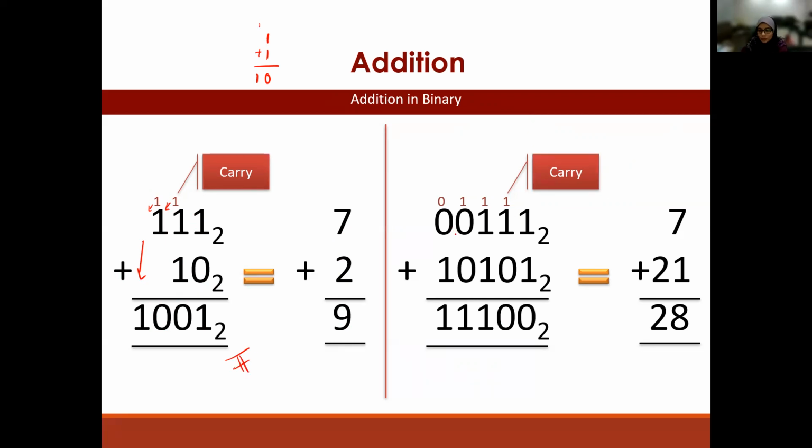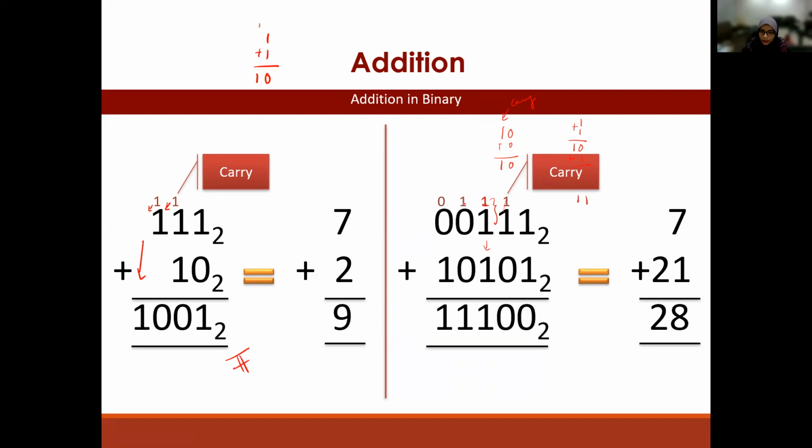What if you have 0, 0, 1, 1, 1 plus 1, 0, 1, 0, 1? So what we have here is 7 plus 21. 1 plus 1, we have 0 carry 1. Then 1 plus 1 here is actually 1, 0, this is the carry, plus 0, so 1, 0. So 0 here and you have 1 carry here. And now 1 plus 1, you add another 1, so you will get 1, 1.